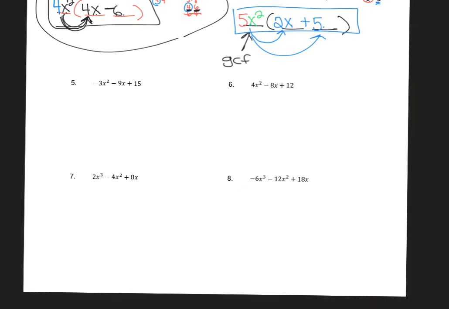All right, let's go down to number 5. A little bit different, but let's see what happens. If we start with a trinomial, we are going to end with a trinomial.